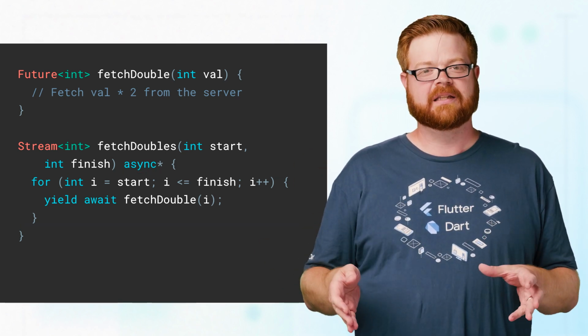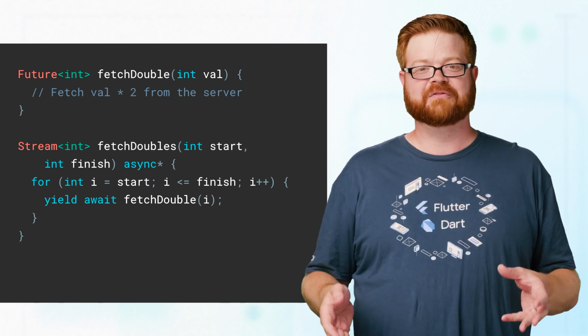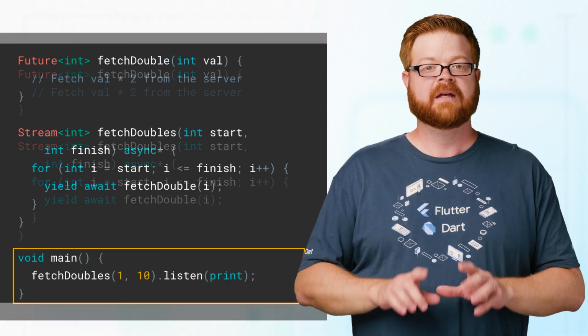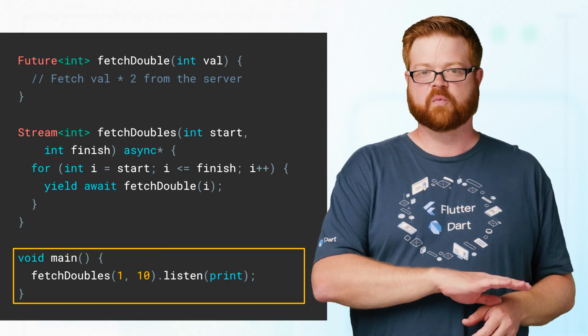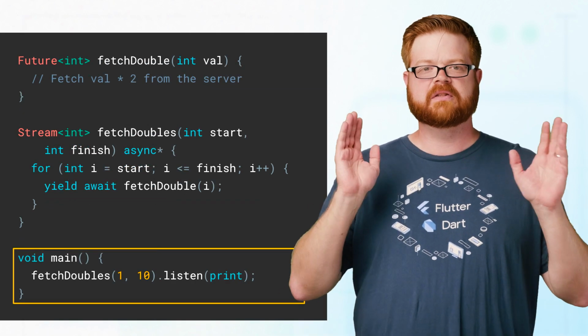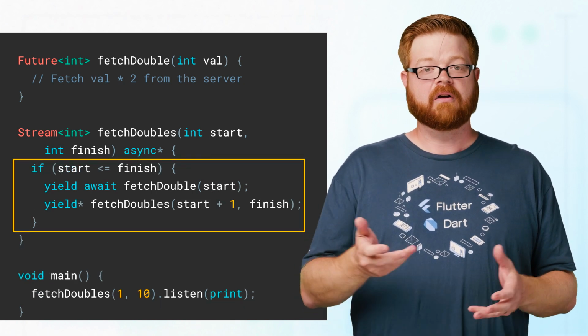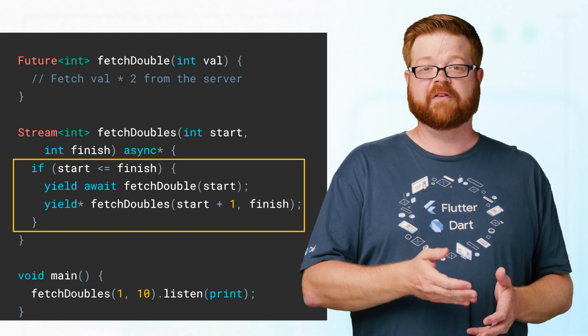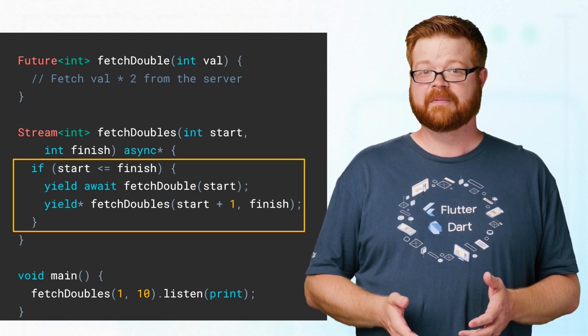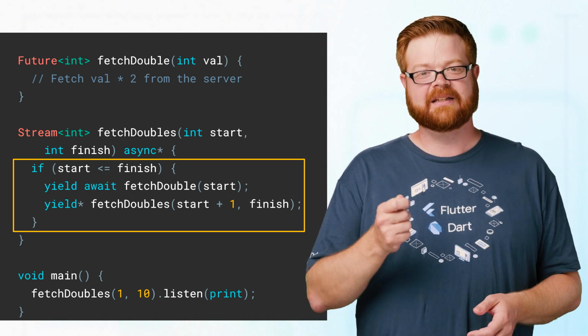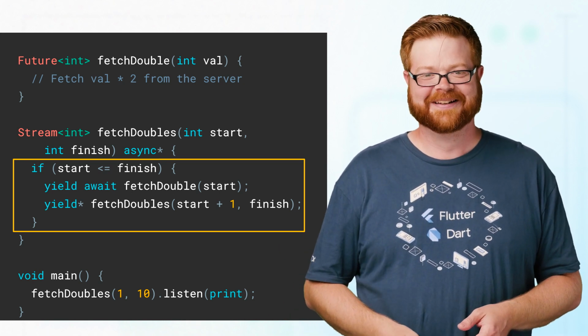Now I've got a method that produces the doubles of a range of numbers, one at a time, waiting on fetchDouble for each one. And just like any stream, I can use where, map, forEach, listen, whatever I want, in order to take advantage of those values. Also, if I wanted to rewrite my fetchDoubles function to be recursive, I can still use yield star with a stream to keep my code tight and efficient.